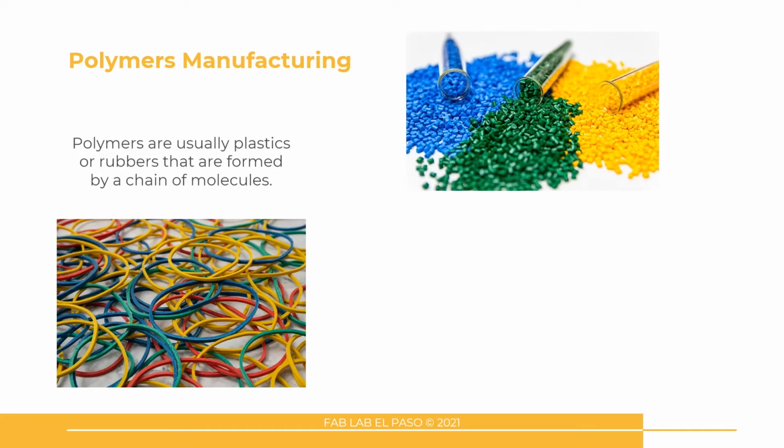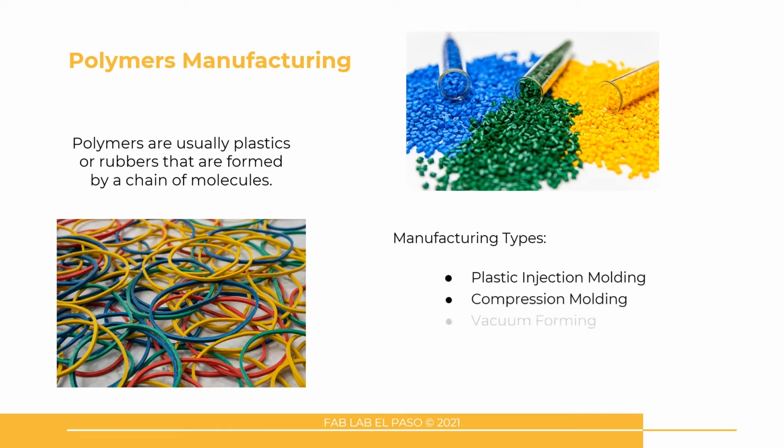Polymers are plastics or rubbers that are formed by a chain of large molecules. The longer the chain of molecules a material has, the higher its melting and boiling point will be. Some manufacturing types for polymers include plastic injection molding, compression molding, vacuum forming, CNC machining, and laser cutting.